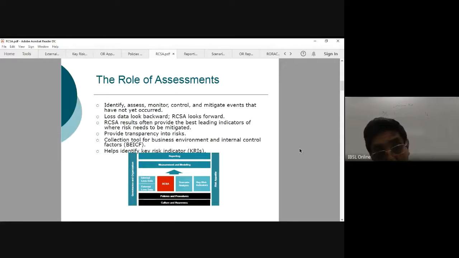Now, risk and control self-assessment, the name. There, you need to assess the risk which can arise. Not only the risk you are going to assess, controls also. You have to assess the controls also, not only the risk. Identify, assess, monitor, control, and mitigate events that have not yet occurred. Lost data look backward. RCSA looks forward. Now, this is the comparison made between lost data and the RCSA.